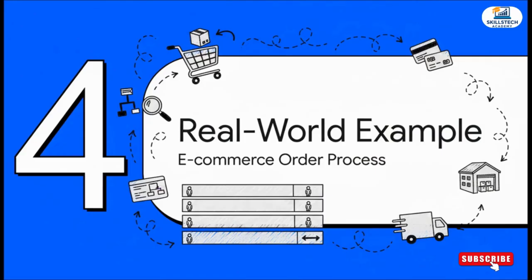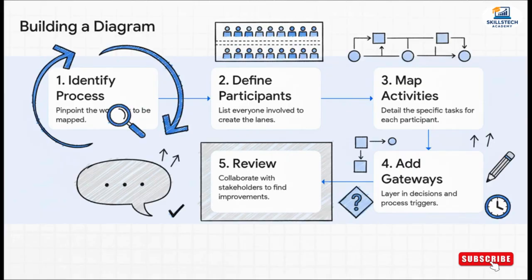Theory is great, but let's make this real. Let's actually build a swimlane diagram for a classic business process that we all understand, fulfilling an e-commerce order. Building a good diagram always follows a logical sequence. First, we identify the overall process. Then we define who's involved. Those are our participants for the lanes.